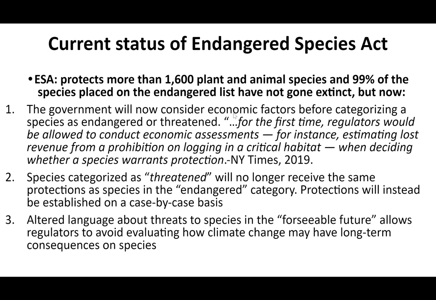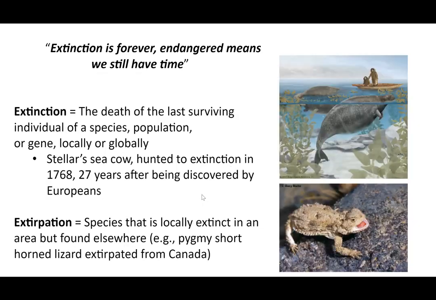But I will say this first point was actually rolled back by the Biden administration, which is good. But these other two remain in some way, shape, or form, though thankfully they're not as detrimental as they used to be. So the Endangered Species Act is very, very successful, but depending on the administration, some pretty severe limitations can be placed on it.